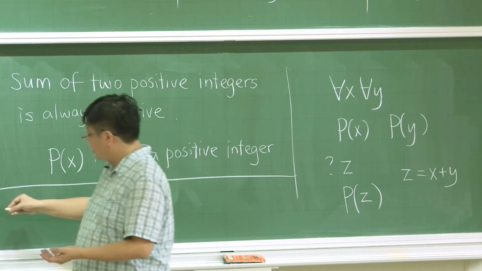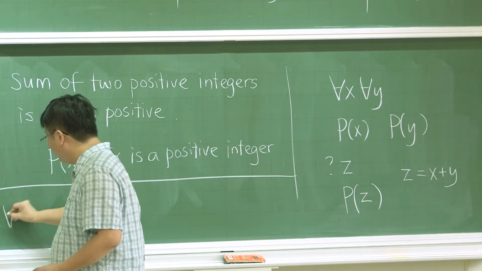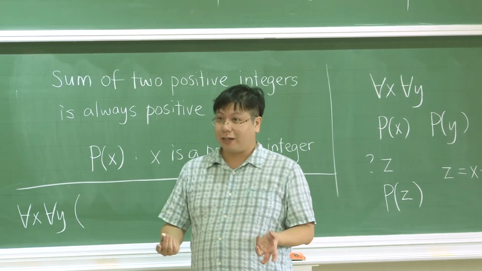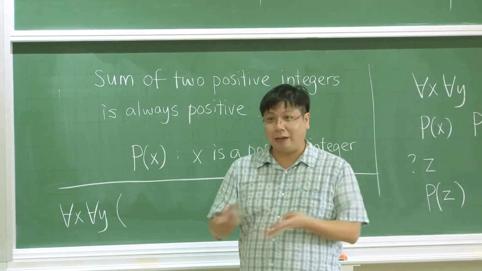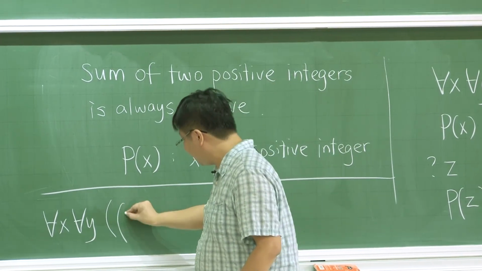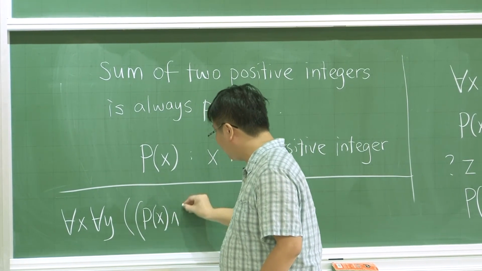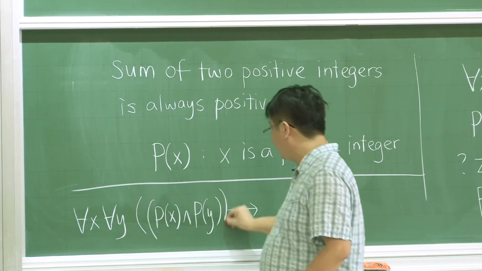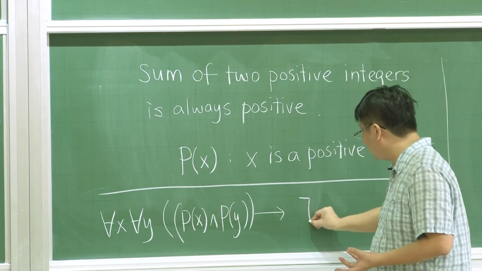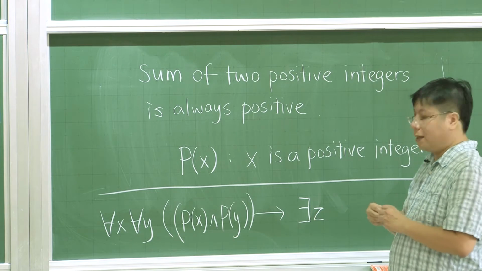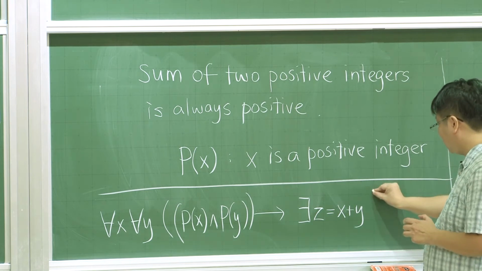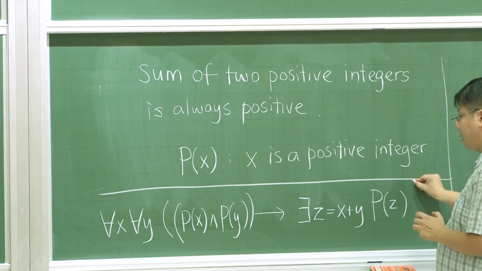Okay, so let's do it in a clumsy way and see if it works. For all x, for all y, okay, if x and y are both positive, very good, P(x) and P(y), then there exists z which is equal to the sum of x plus y, P(z). Is that okay?